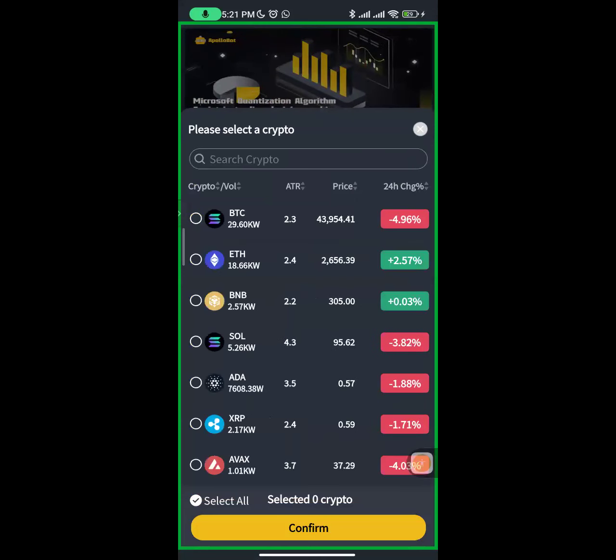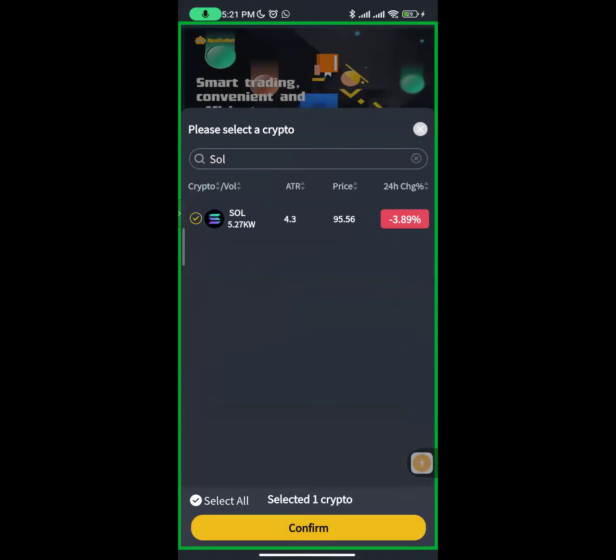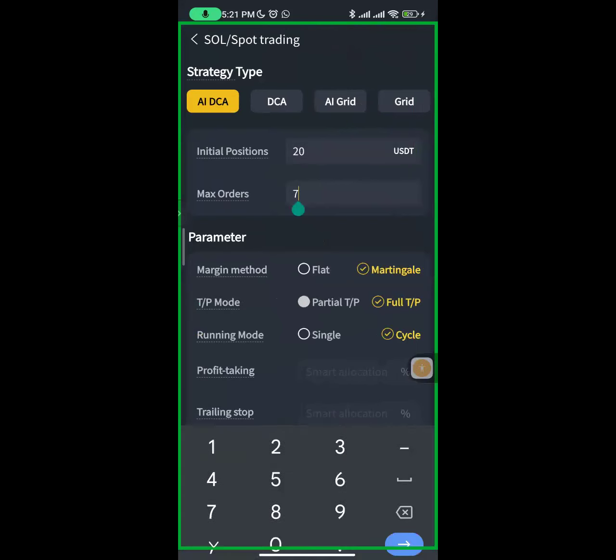The next thing is, sorry, let's select Solana. This is Sol. You tap on it and you confirm. So what are the positions? When you check on the chart, you see initial position is 20, maximum order is 10. So you change this, it becomes 10.